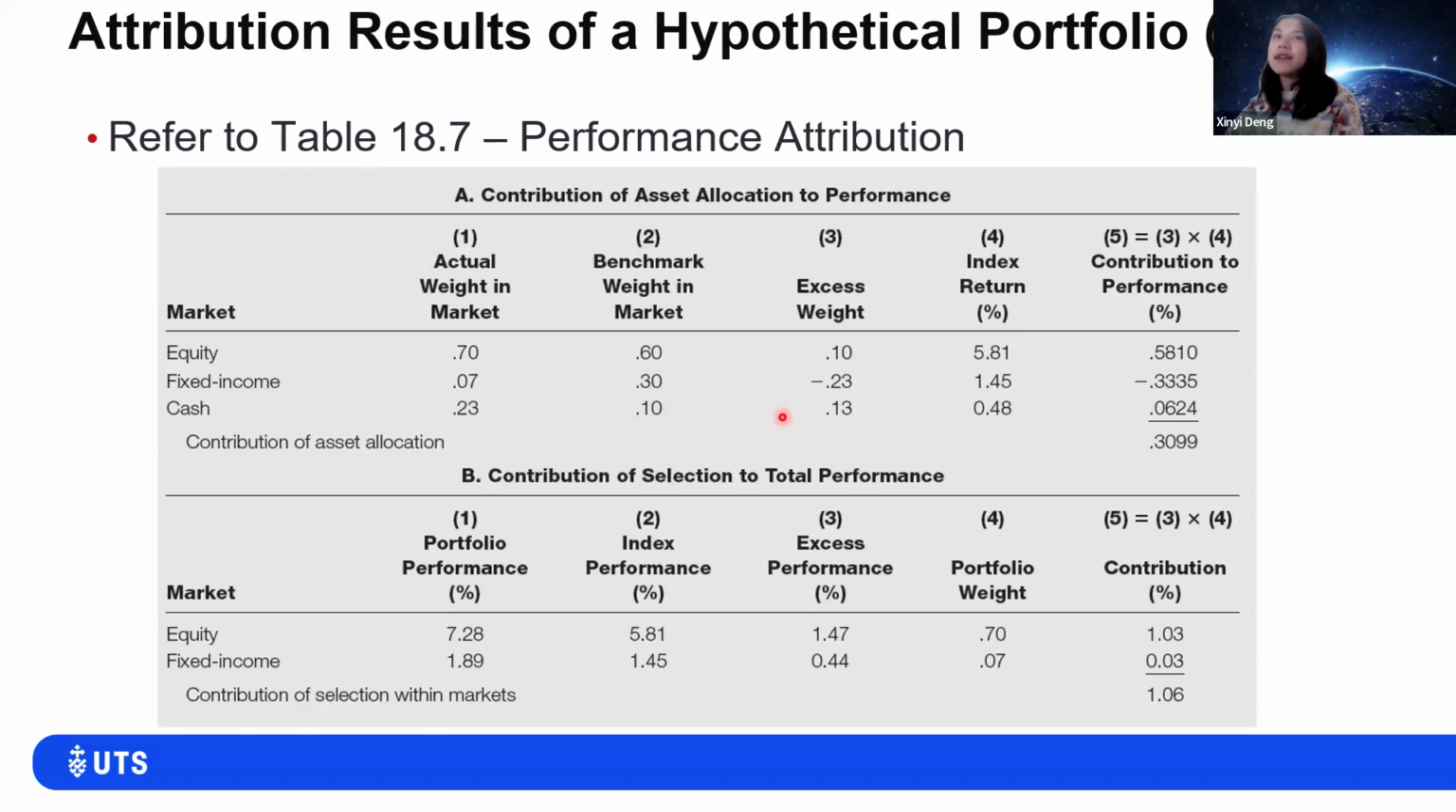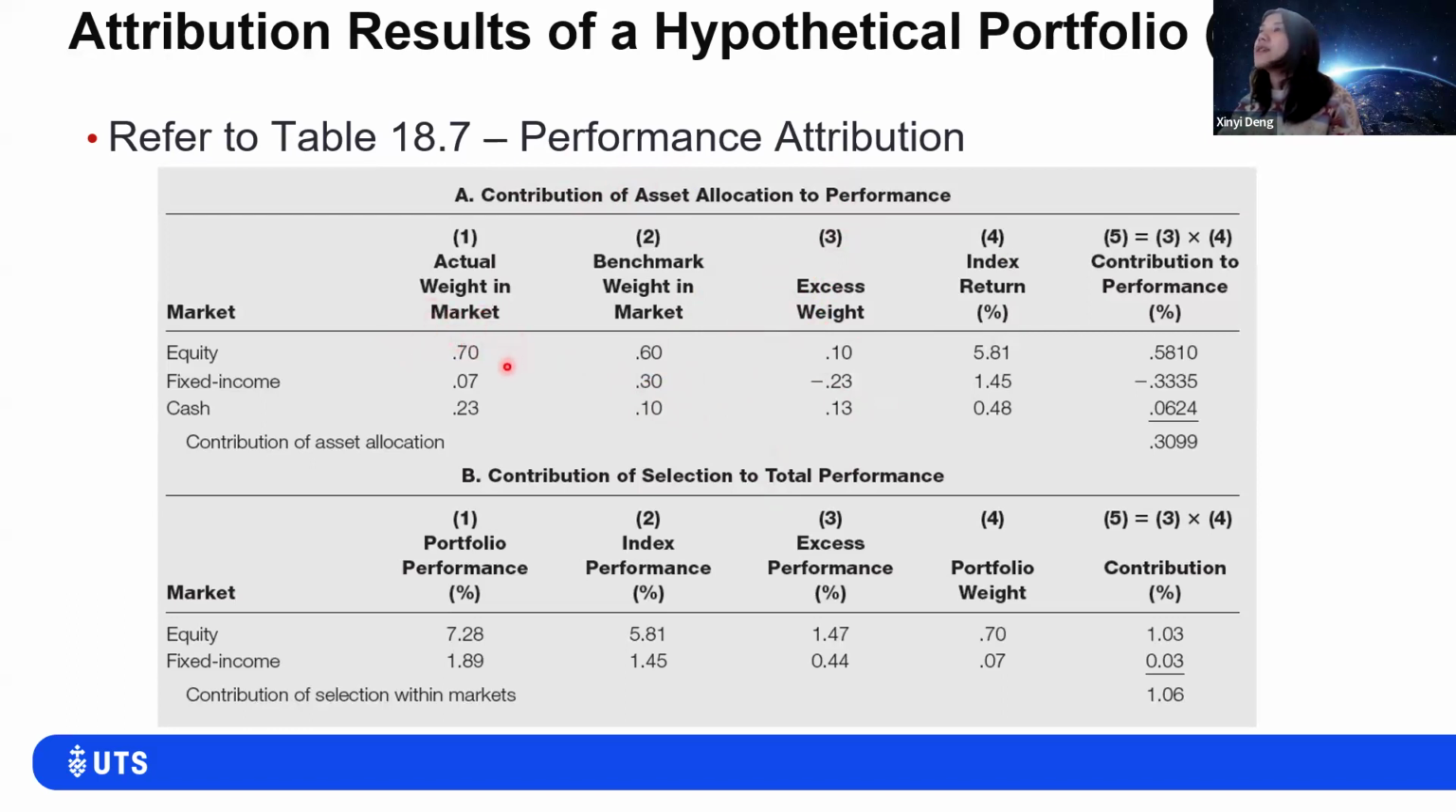Actually, the asset allocation effect refers to the ability of assigning an appropriate weight to different markets. So to calculate the contribution of asset allocation, what we do is focus on the excess weights, because we focus on the correct weights, right? So we focus on the excess weights.